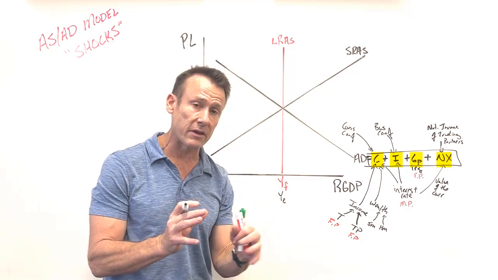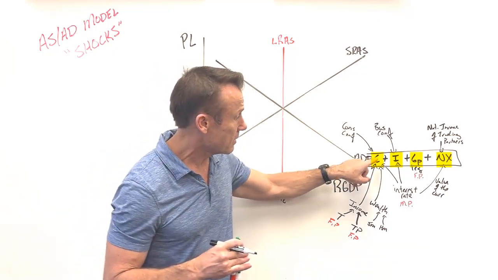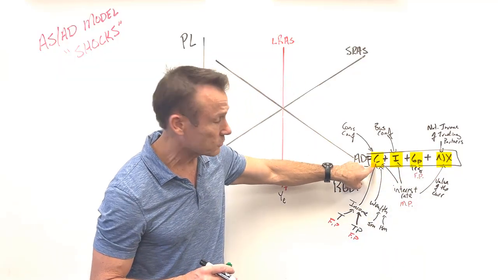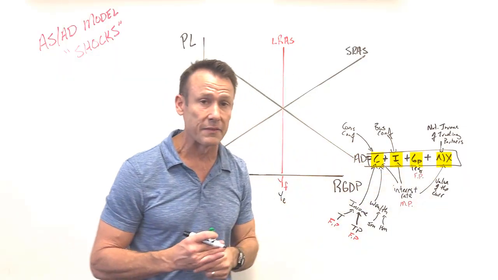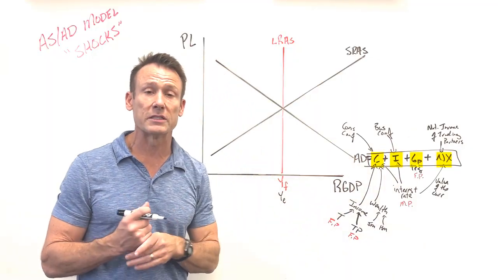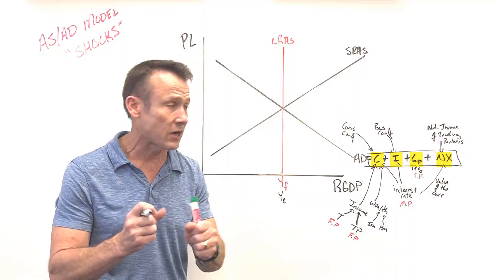AD is an aggregation of all the demanders of goods and services in our economy. When those demanders spend money, we have consumption, investment, government purchases, and net exports. Remember, it's households that are standing behind this one, businesses behind that, government behind that, and the rest of the world behind that. I hope that makes sense to you. That's a fairly complete list of what's going to cause AD to shift, okay? What's going to cause those positive or negative demand shocks.